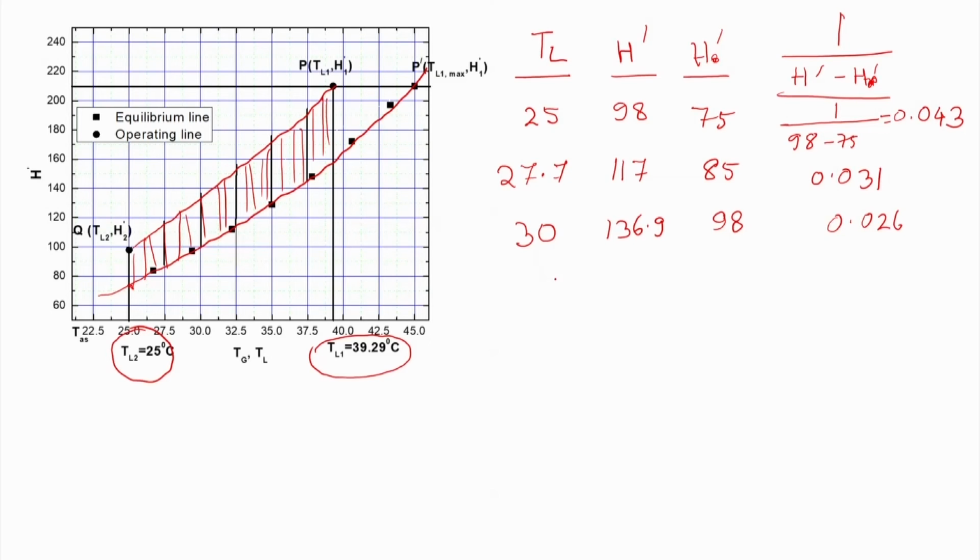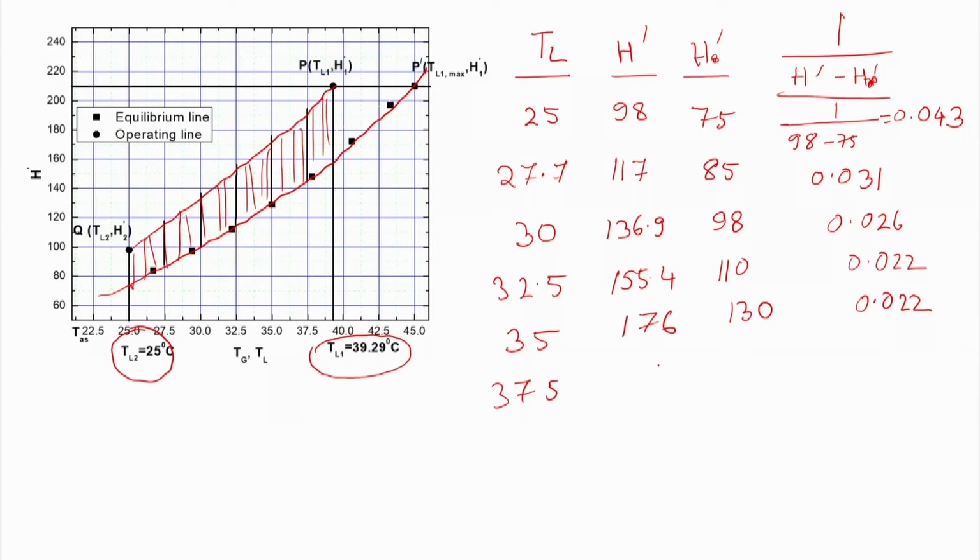0.026. And then for 32.5 degrees Celsius, the enthalpy value is 155.4 and the equilibrium enthalpy value is 110, and the 1 by H prime minus H star prime is 0.022. For 35 degrees Celsius, the enthalpy value is 176, H star prime is equal to 130, and 1 by H prime minus H star prime is also 0.022.